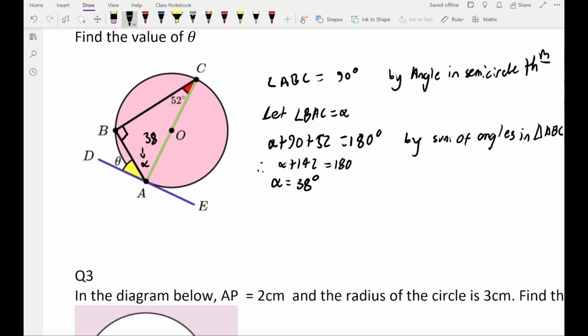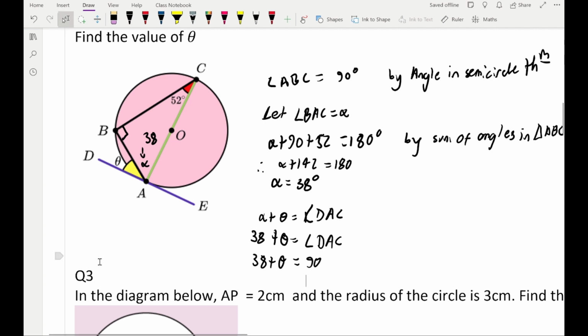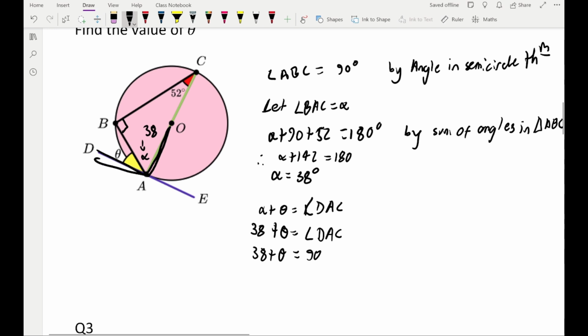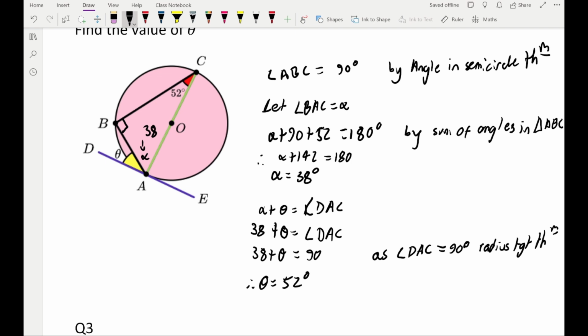Now, alpha plus theta would all have to equal, that is the angle DAC. And we already knew that alpha was 38. And that's going to give us 38 plus theta equals, well, angle DAC has to be 90 degrees. So the angle that I'm talking about with DAC is sort of like that angle in there. And as angle DAC equals 90 degrees, this is because of the radius tangent theorem. Great. Therefore, theta would have to be 52 degrees once you solve that equation.